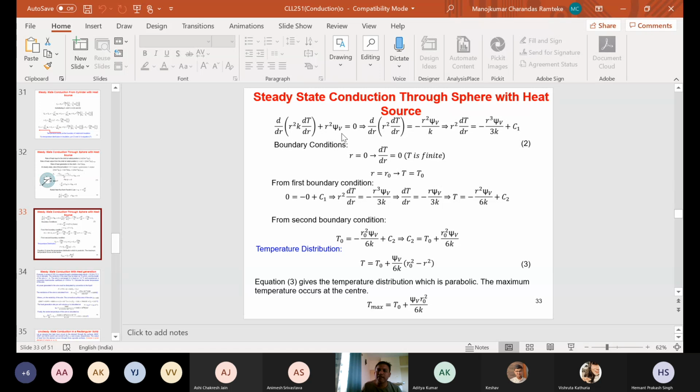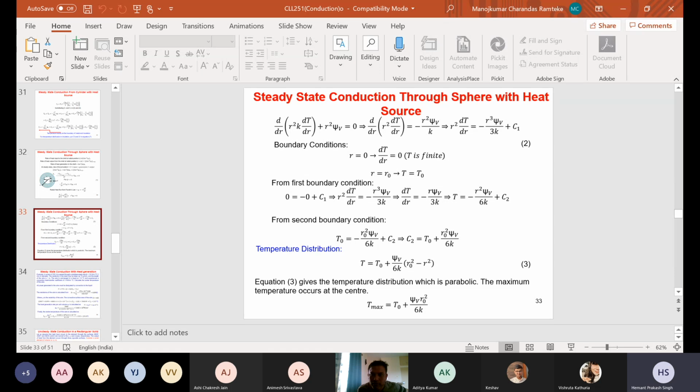Since we are assuming that psi v is constant, we can take it out easily, and then with respect to r square, the integration is performed. That is why this is coming, r cube by 3 plus c1. So I think this psi v is constant, isn't it? That question was there, isn't it? Is it clear to everyone?